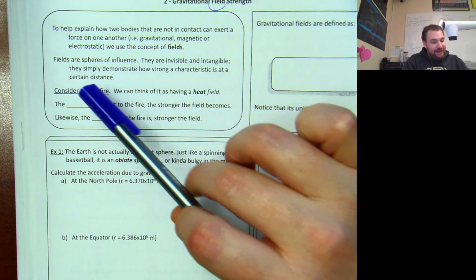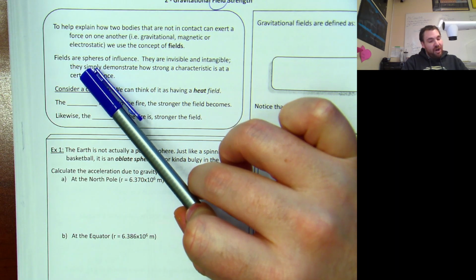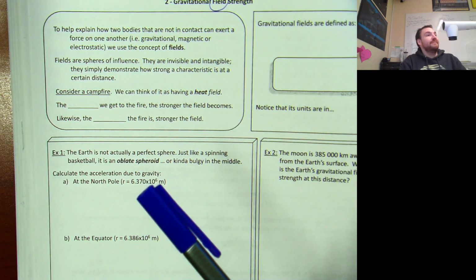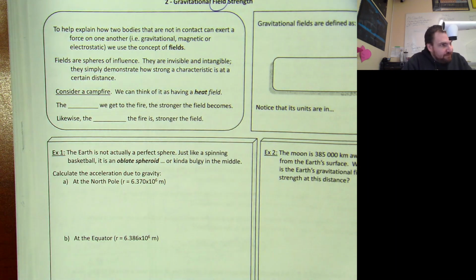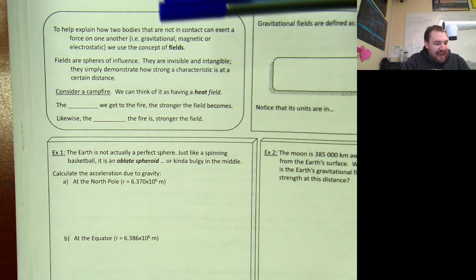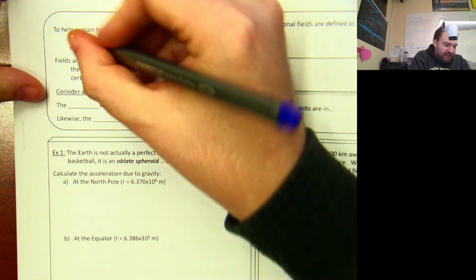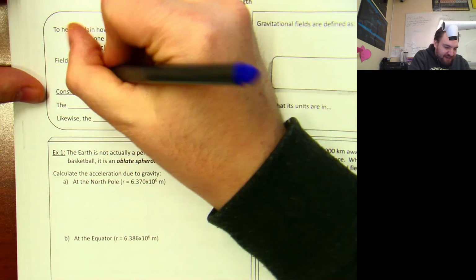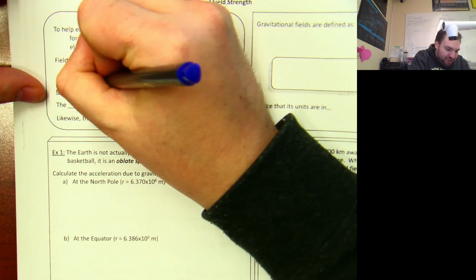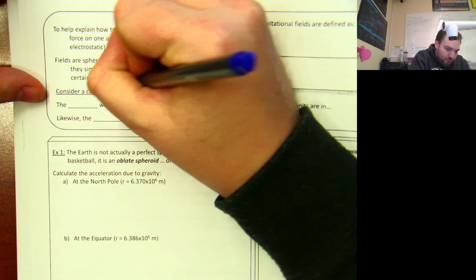So, yes, Connor? With your gravitational field, does it work in a spherical sense? Yes. Okay, so fields, Connor, are spheres of influence. They're invisible. They're intangible. They just demonstrate the strength of a particular characteristic at a certain distance, or actually, I don't like that, certain distance. I'm going to say at a certain location within the field.